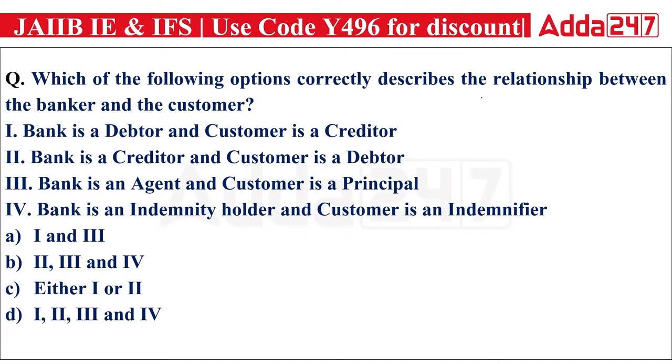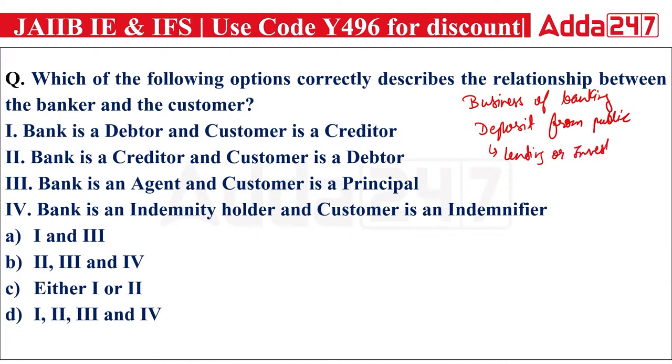So we know the bank provides services to the customer, and there is a business of banking. The business of banking says that a bank should accept deposits from the public for the purpose of lending or investment. And the last thing is that it will be withdrawable, repayable by the bank when the customer demands. So this is what your business of banking actually is, which is defined under Section 5(b) of the Banking Regulation Act 1949.